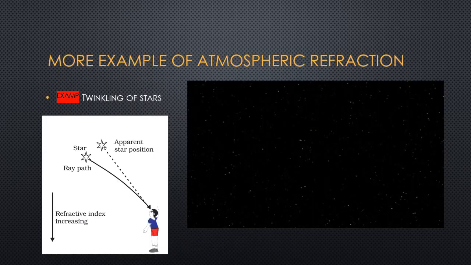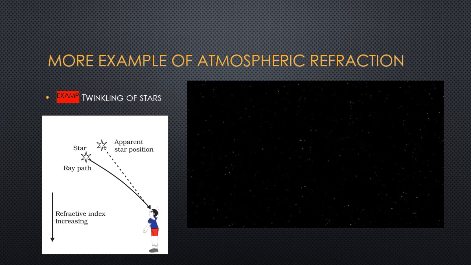Let's look at another example of atmospheric refraction. That is the twinkling of stars. Twinkling of the star is also due to the atmospheric refraction of starlight. So as the starlight enters Earth's atmosphere, it undergoes refraction. And that refraction is continuously happening before it reaches the surface.